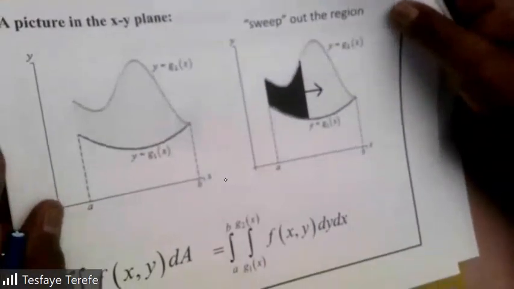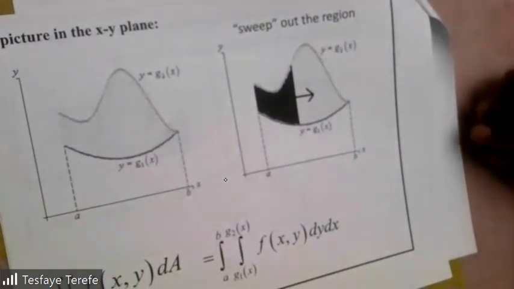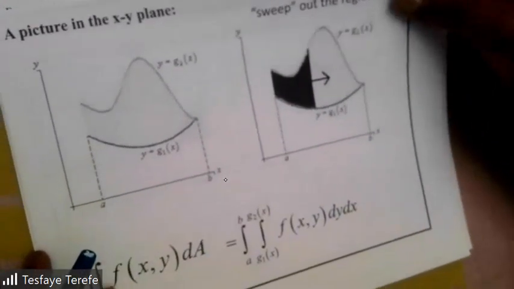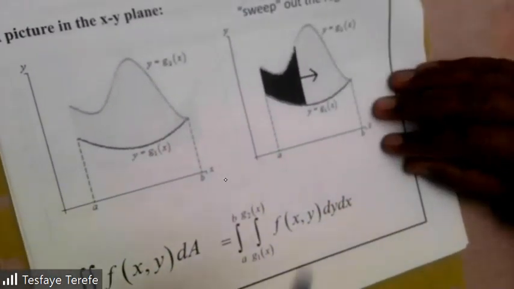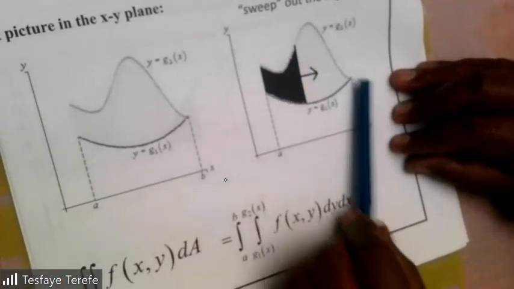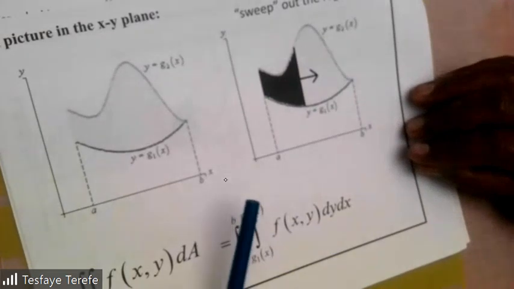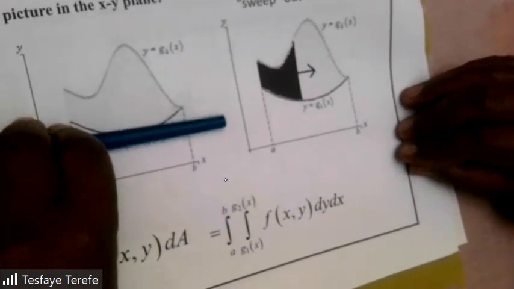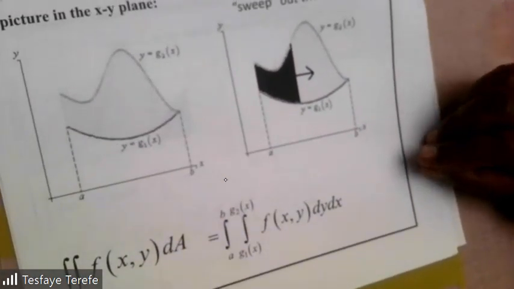So when we are dealing with double integrals, we can have type 1 or type 2, just like single variable integrals. Are we going to slice it in terms of y and then push it over here, or are we going to slice it vertically and push it forward? That is what we have to decide.